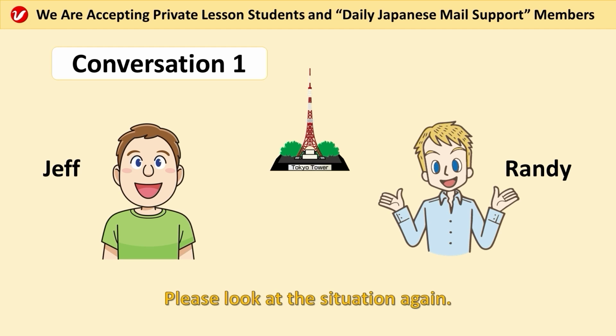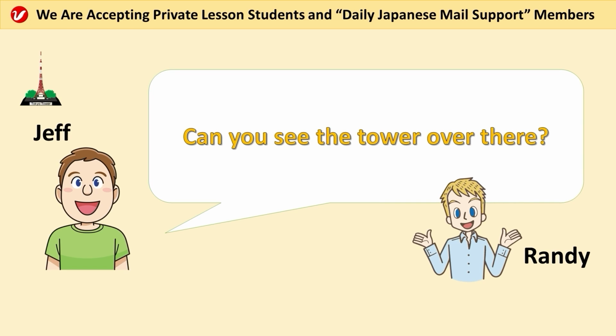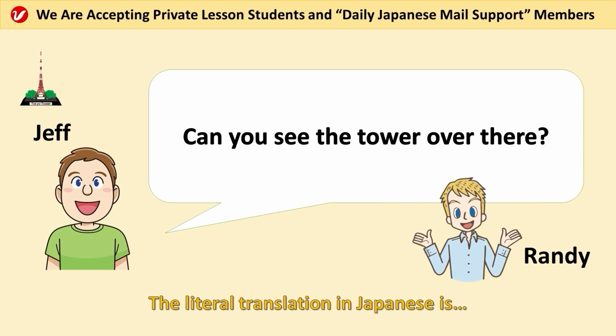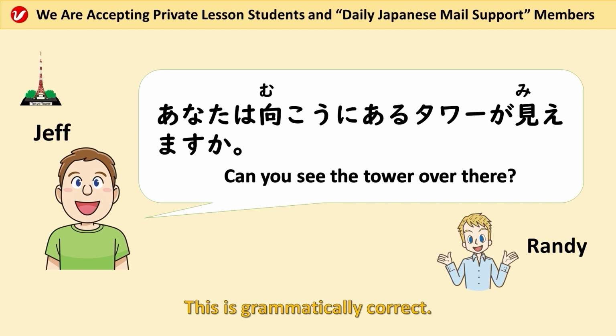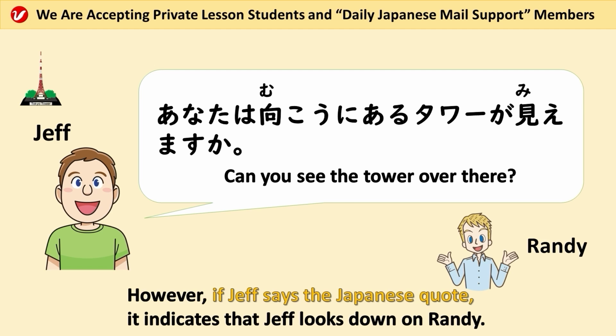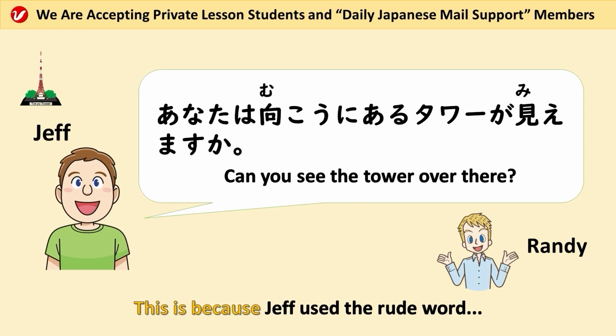Please look at the situation again. Jeff said to Randy, Can you see the tower over there? The literal translation in Japanese is あなたは向こうにあるタワーが見えますか？This is grammatically correct. However, if Jeff says the Japanese quote, it indicates that Jeff looks down on Randy. This is because Jeff used the rude word あなた.